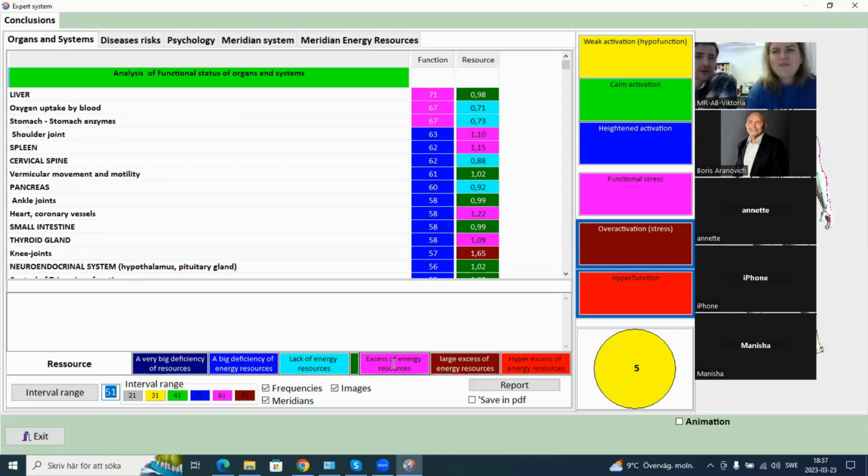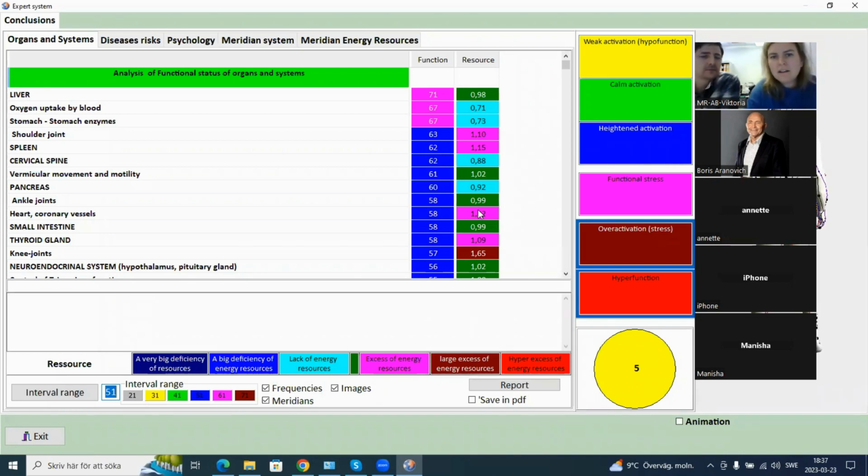It says how much resource your organs draw from your body. So, for example, the liver right now is in functional stress, but it doesn't take extra resource. For example, here, a knee joint. His knee joint is in high activation and plus. It drags a lot of resource from his body. Large excess of energy needed.